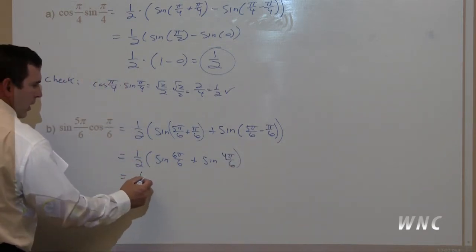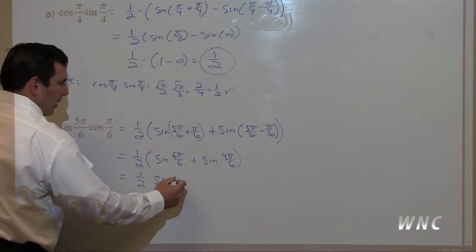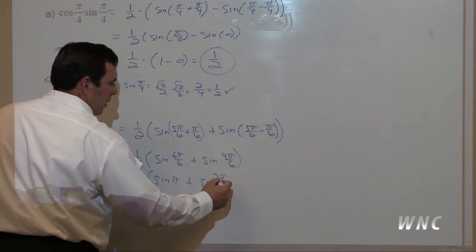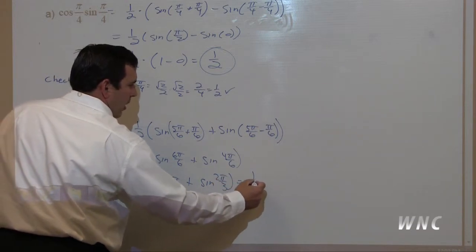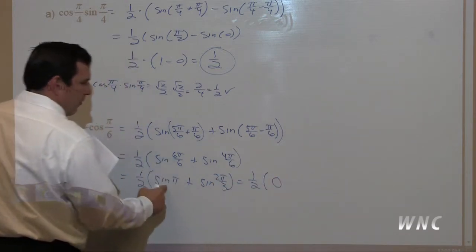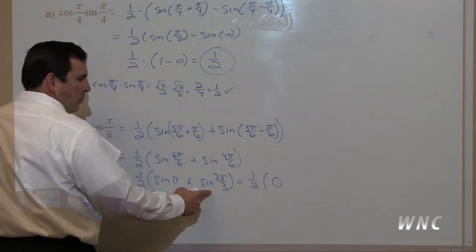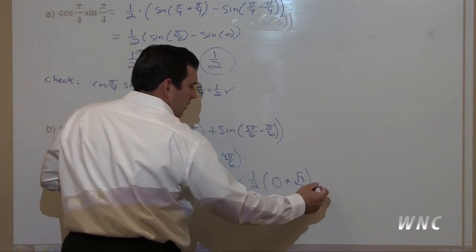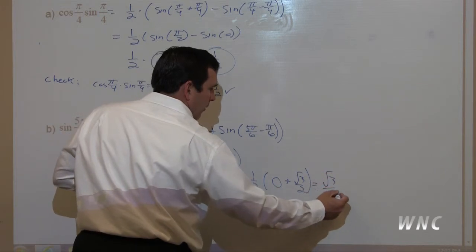1/2 sine of pi plus sine of 2 pi over 3. That's going to be 1/2 times 0. Sine of pi is 0. Sine of 2 pi over 3 is the square root of 3 over 2. So that's the square root of 3 over 4.